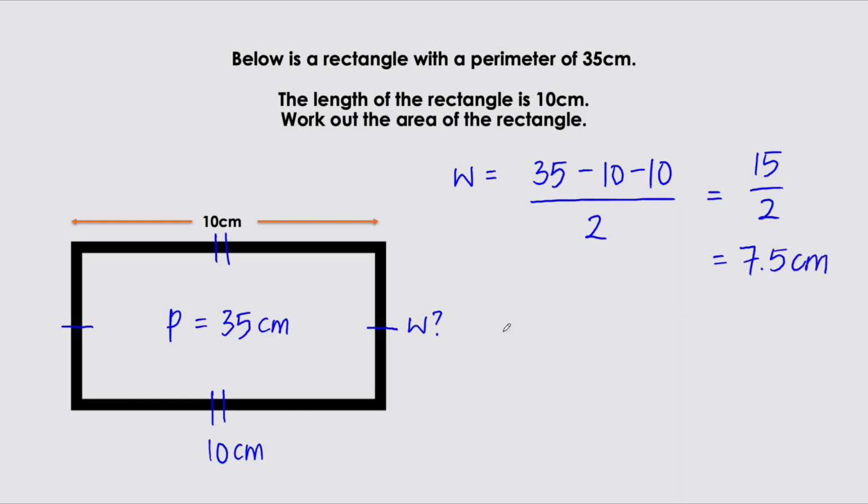Okay? Now, how do we work out the area of the rectangle? The formula for area here would be length times width. We know the length is 10 and we know the width is 7.5. So that would give us 75, and don't forget the unit for area, centimeter square, and that will be the answer. Okay, so it's important to work out step by step. Find the width first based on the perimeter that's given, and then you can work out the area.